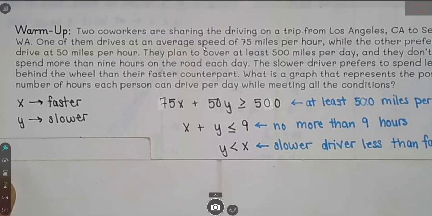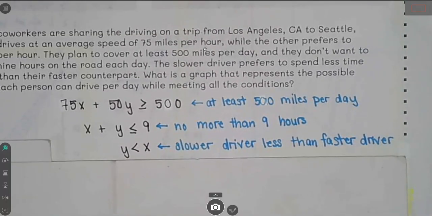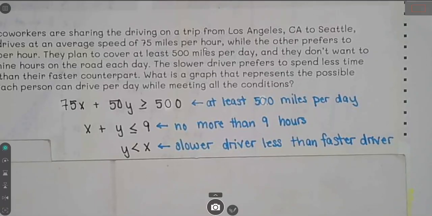How comfortable do you guys feel graphing these? Graphing all 3. I'm seeing 1 thumbs up and a lot of people looking uneasy. Okay, couple thumbs up. Do you guys want to graph them 1 at a time, or do you want to graph all 3 and give me the graph? Yes. I have a question. What does it say was less than? The faster driver? There you go. Let's graph them 1 at a time.